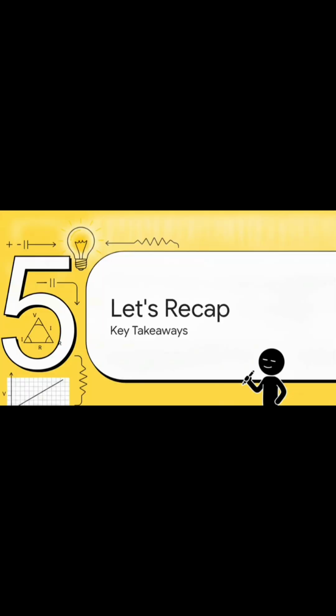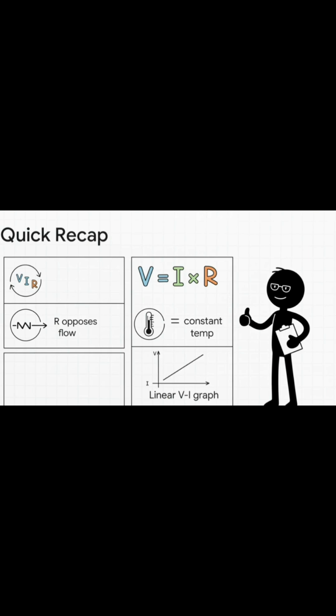All right, section 5. Let's recap. So, to wrap this explainer up, let's run through the ultimate mental cheat sheet. Ohm's law is the fundamental rule that governs how voltage, current, and resistance relate to one another. It all hinges on that golden formula, V equals I times R. Remember, resistance is the physical obstacle opposing the current flow. Crucially, for this elegant law to actually work, we absolutely need a constant temperature. And finally, when you graph an ohmic conductor, it's always going to give you a perfectly straight line.